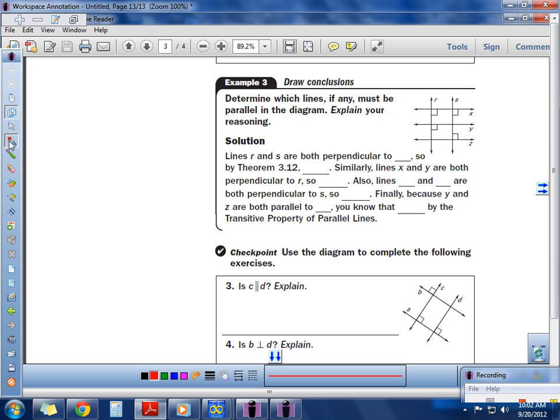X and Y are parallel. But why? For what reason? They're perpendicular to the same line. They are both perpendicular to what line? They're both perpendicular to R. All right, there's one of them. So we have R and S are parallel. There's more.